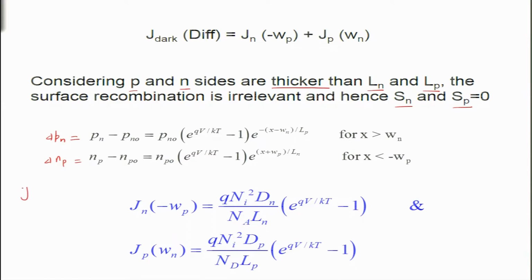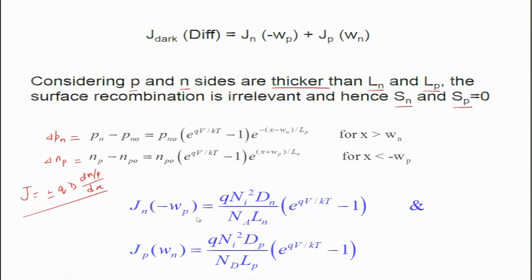So basically the current is nothing but plus or minus q D dn or dp divided by dx. Depending upon whether you have positive or negative charge, you just work out the current by differentiating this, and you will get these expressions. Okay. So when you get these expressions, these are similar to what you get for a p-n junction in dark.